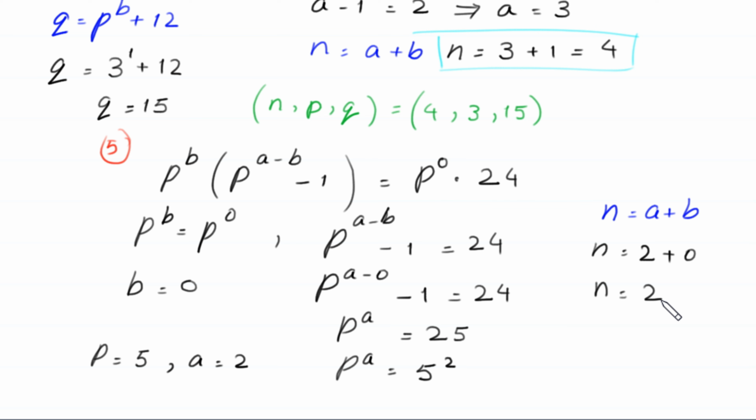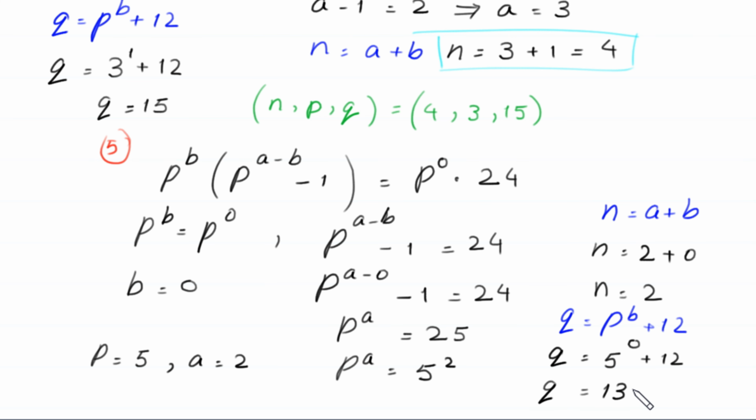And to find the value of q, we use this equation. Q is equal to p to the power b plus 12. So q will be equal to value of p is 5, value of b is 0, plus 12, and 5 to the power 0 is 1, so 1 plus 12, 13. Value of q is 13.